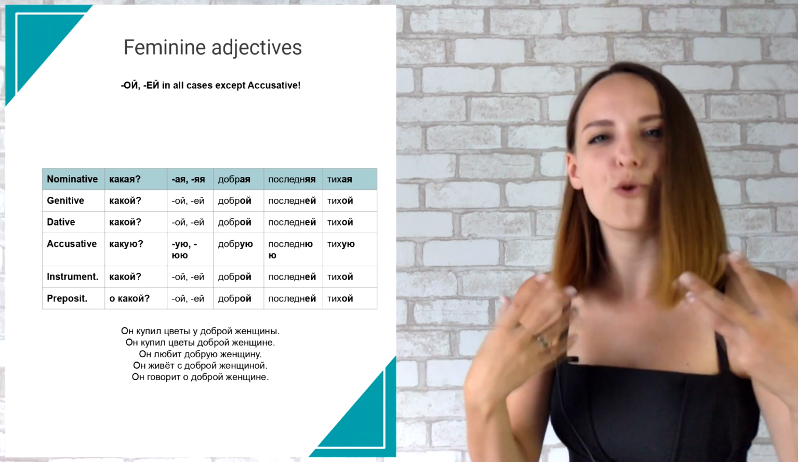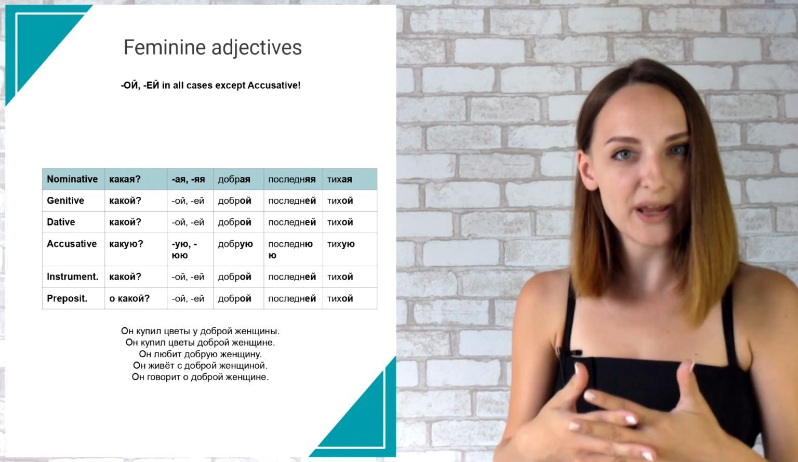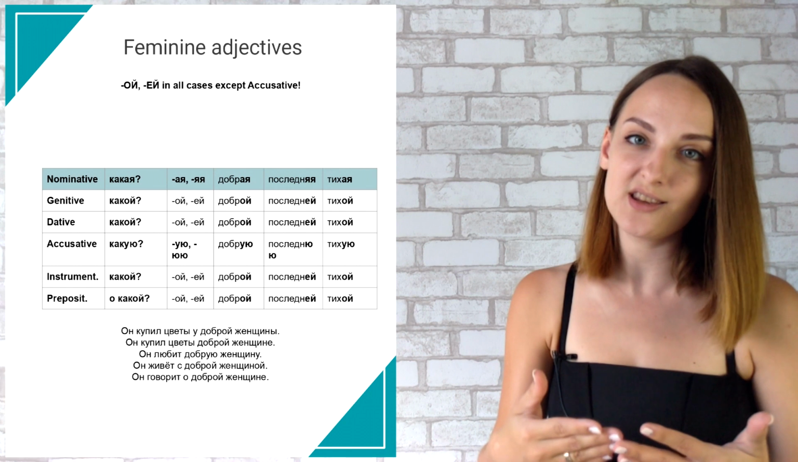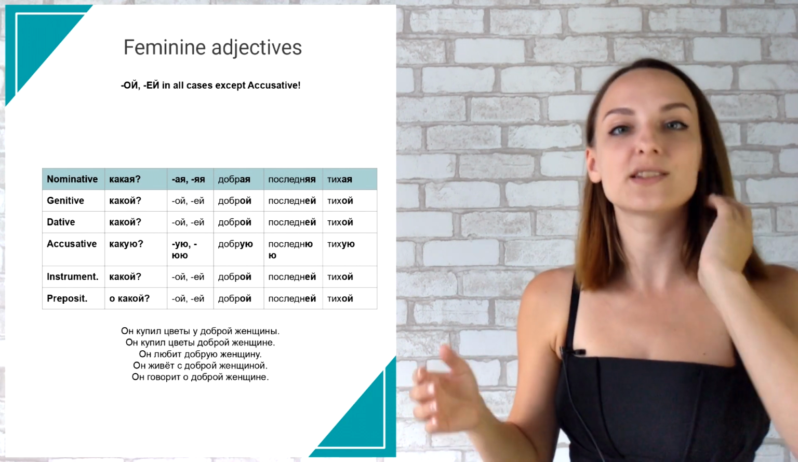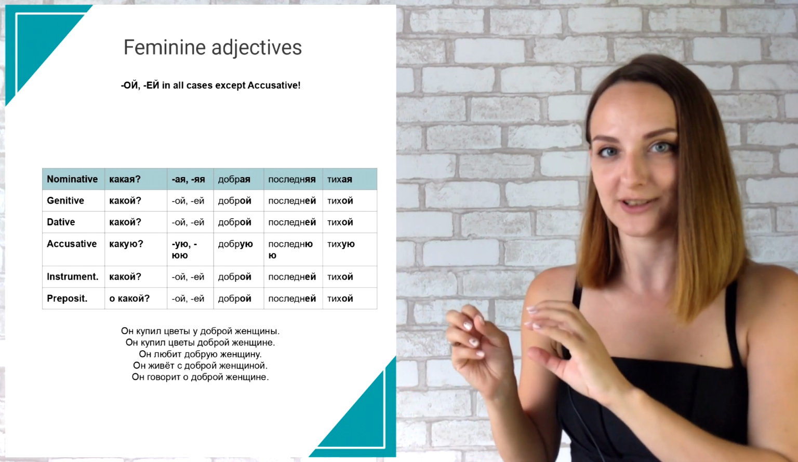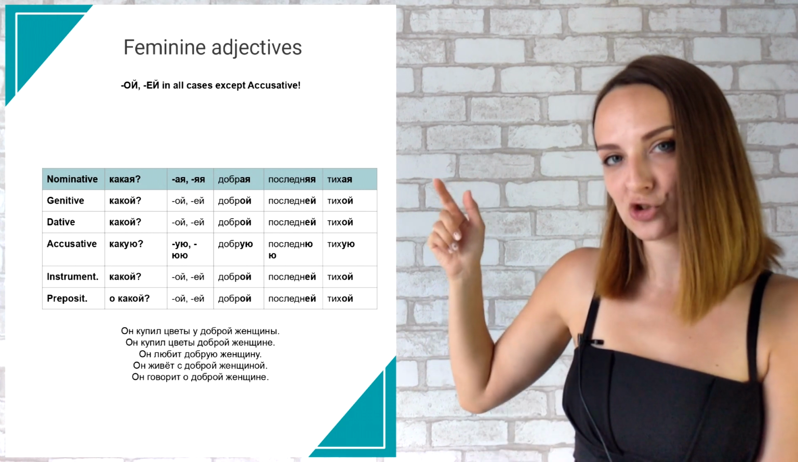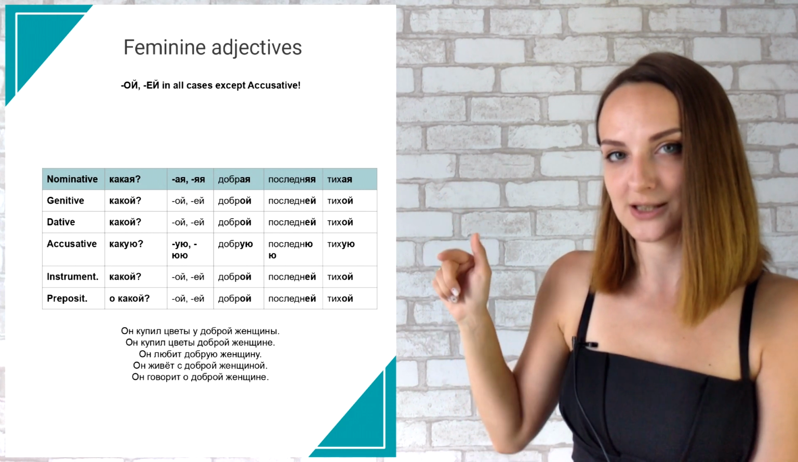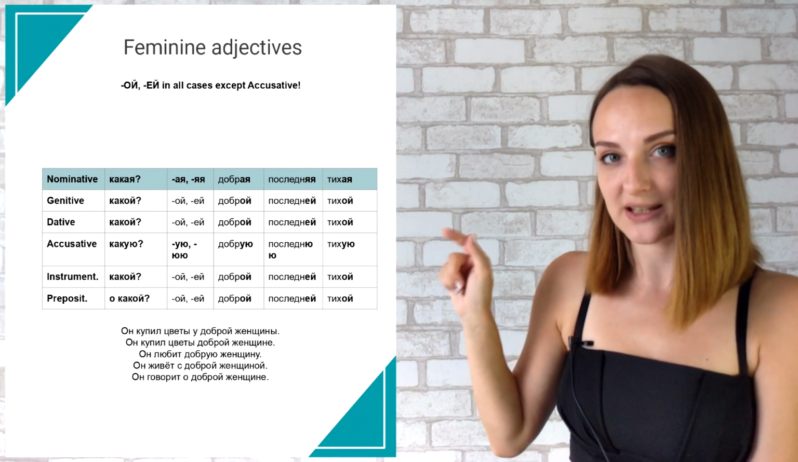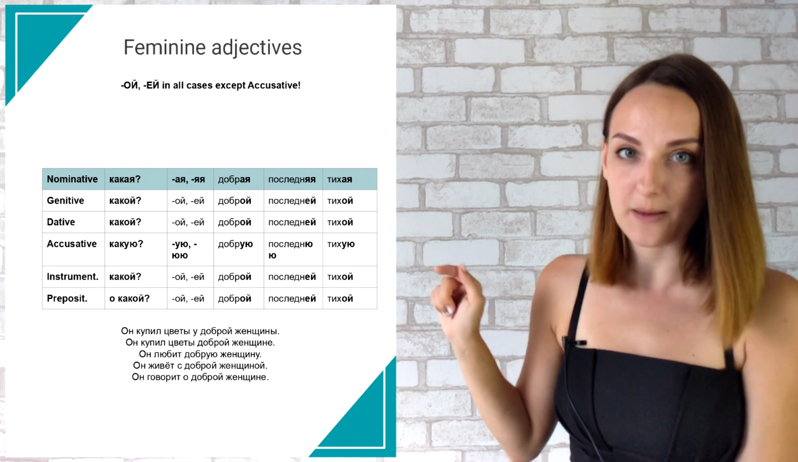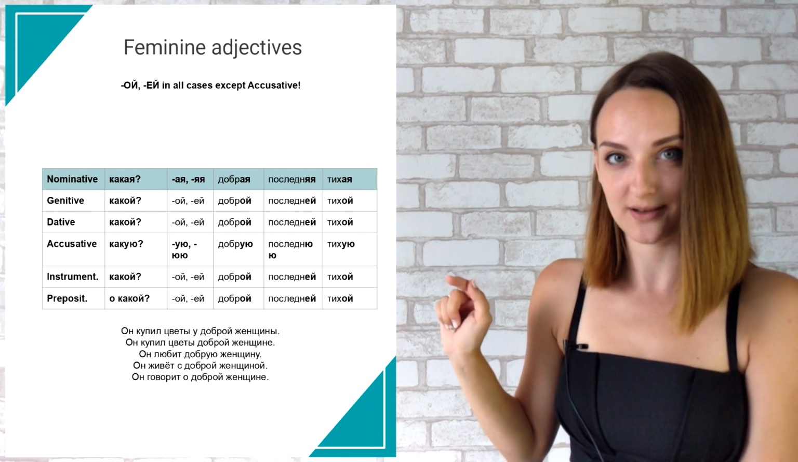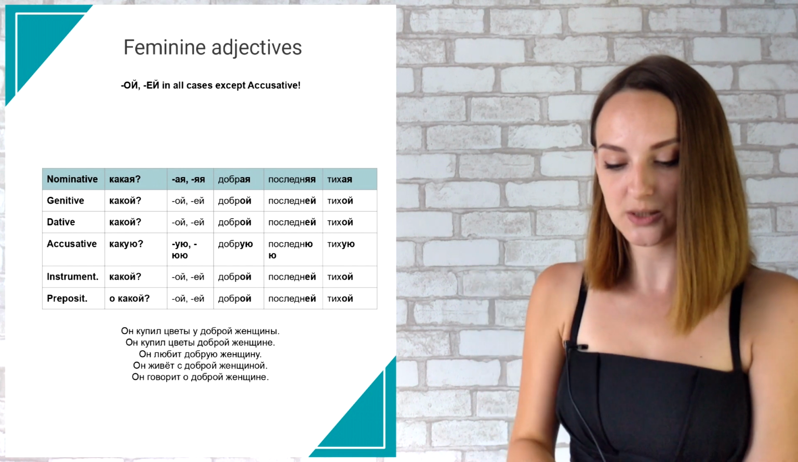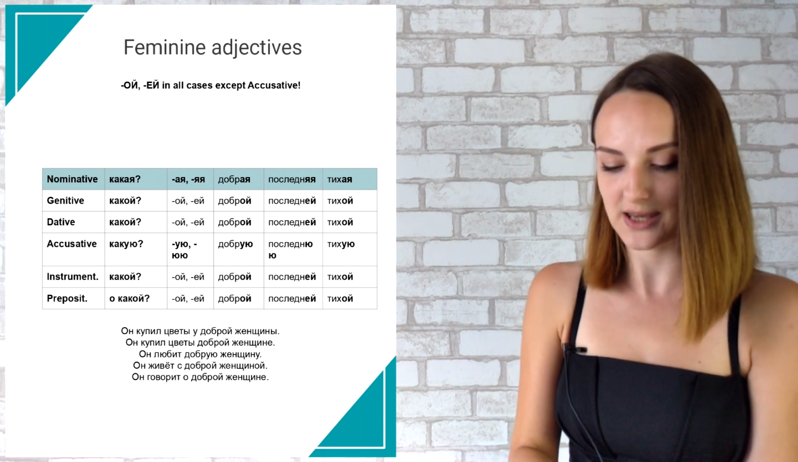To whom or for whom? And here we have dative case. Доброй женщине. You can see that the word женщина is changed differently, да? Женщины, женщине, in genitive and in dative. But the feminine adjective stays the same. Доброй, доброй.